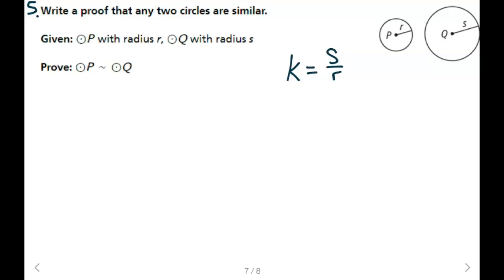Because circles are collections of points that are equidistant from a single point called the center, all circles will be similar. They all have the same shape, just not necessarily the same size. So a simple translation, whatever it takes to get from P to Q, and then a dilation with the scale factor of S over R would map this one to this one, and then since we use the similarity transformation, then the figures are similar.